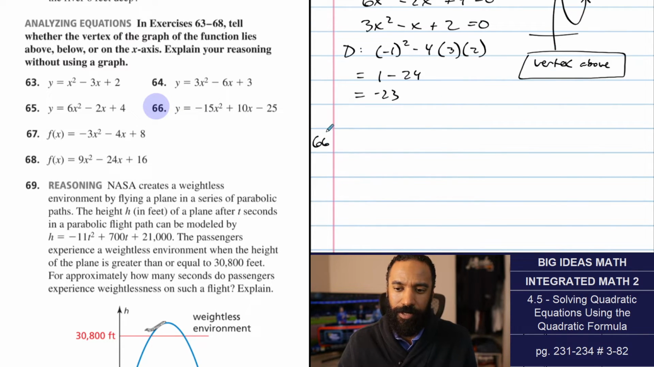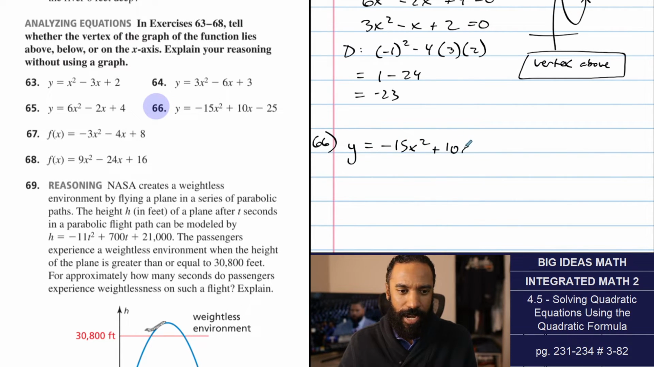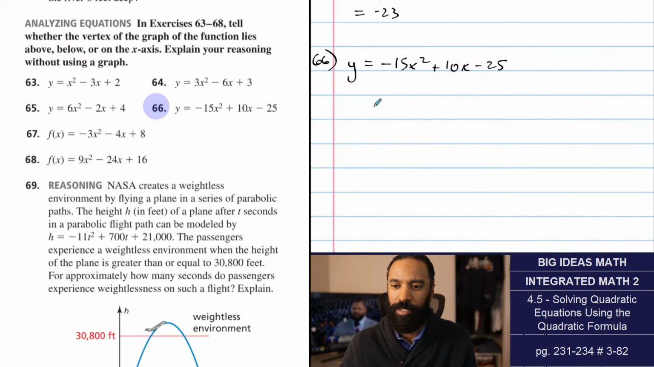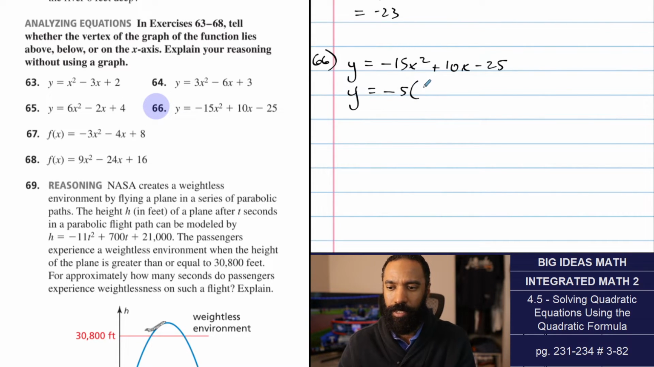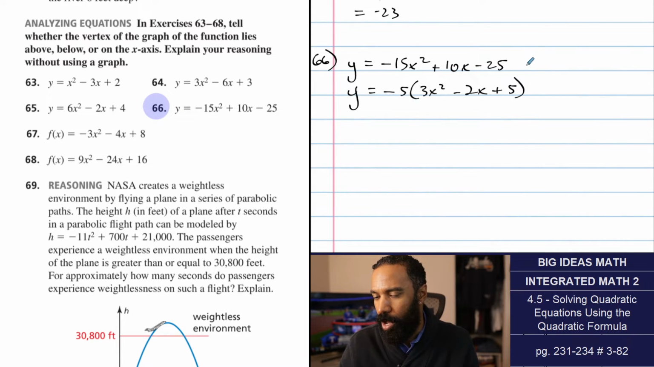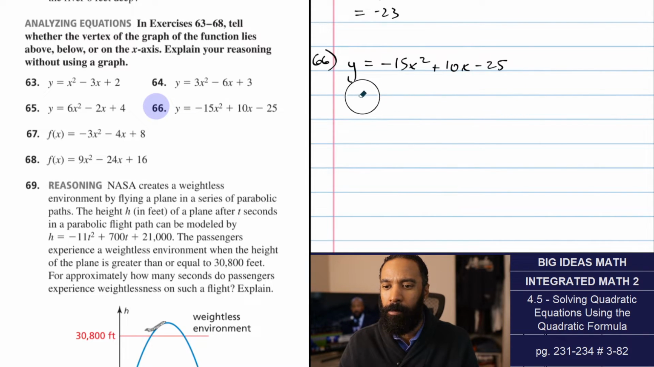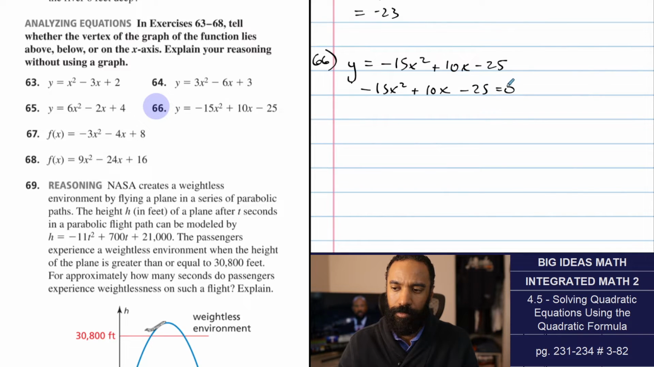So number 66, y is negative 15x squared plus 10x minus 25. I will attempt to factor. Let's start with GCF talk. Negative 5 factors out, and we get 3x squared minus 2x plus 5. Also not factorable, so let's ignore what I just said. Well, sort of. I'm going to set everything equal to 0 and divide everything by negative 5 to get that same thing. 3x squared minus 2x plus 5.